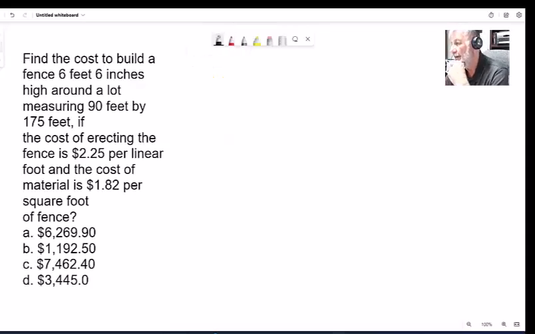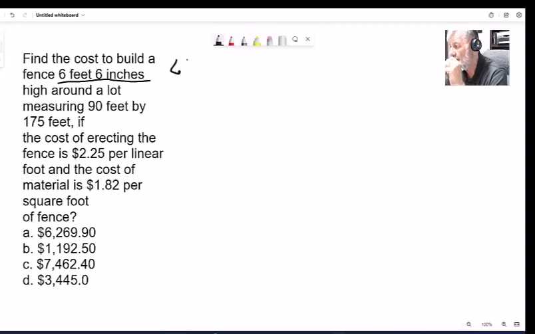Okay, let's find the cost to build a fence 6 feet 6 inches high around a lot measuring 6 feet by 75 feet. If the cost of erecting the fence is $2.25 per linear foot, and the cost of the material is $1.82 per square foot. Keep in mind, we're dealing with feet, inches, linear feet, and square feet. The first thing we have to do is notice we're dealing with 6 feet 6 inches, so we have to convert the 6 inches to feet.